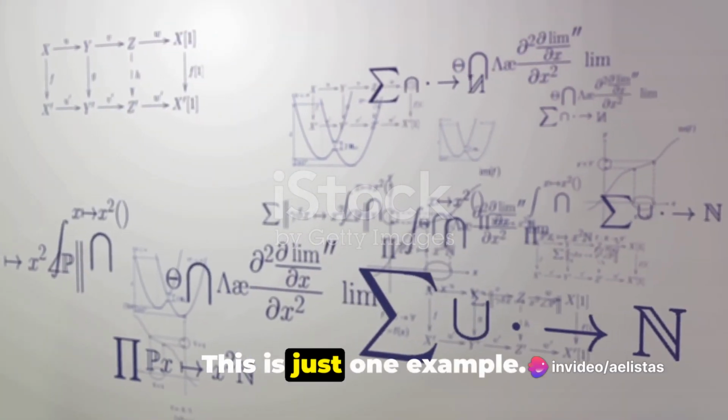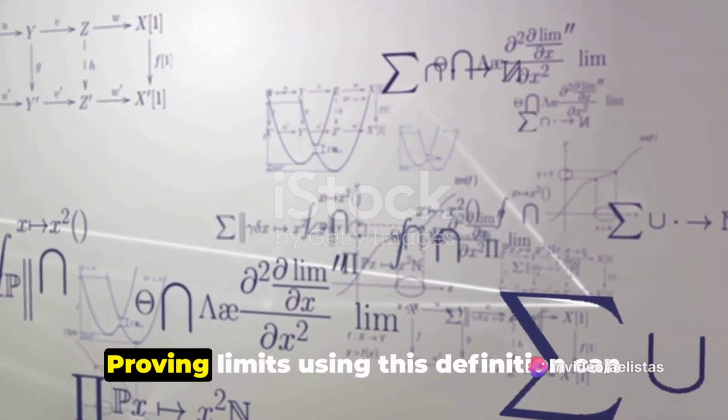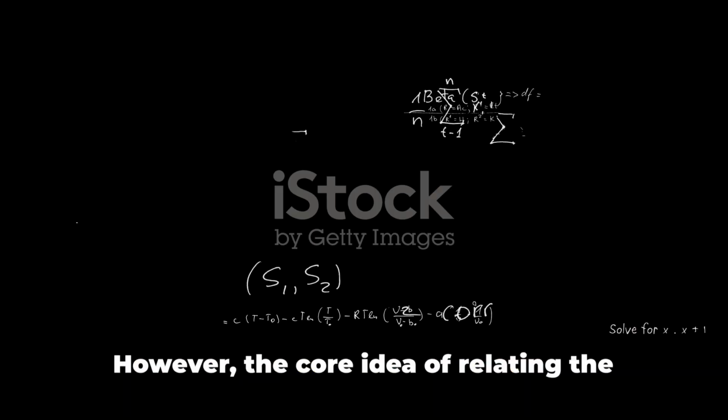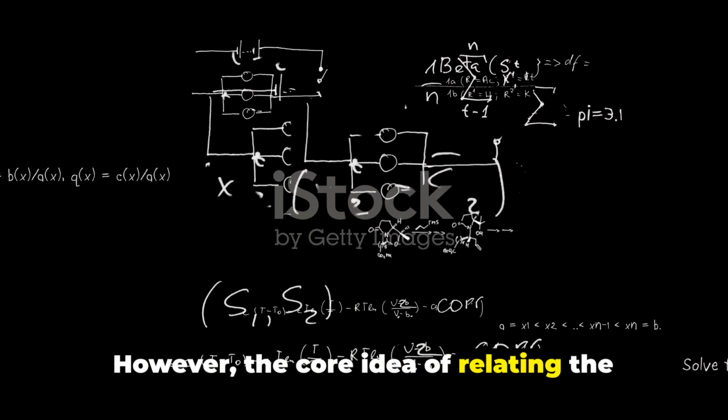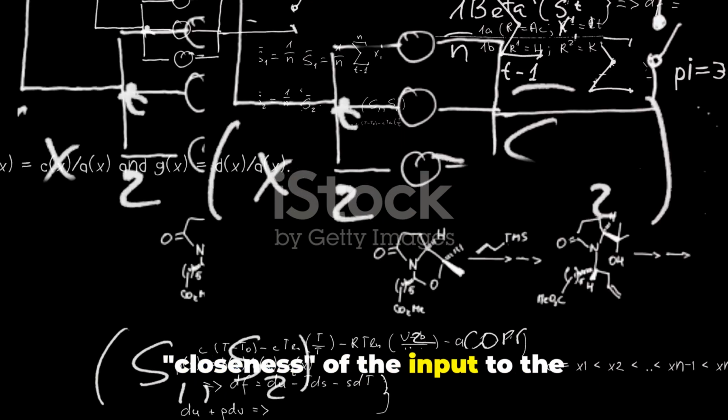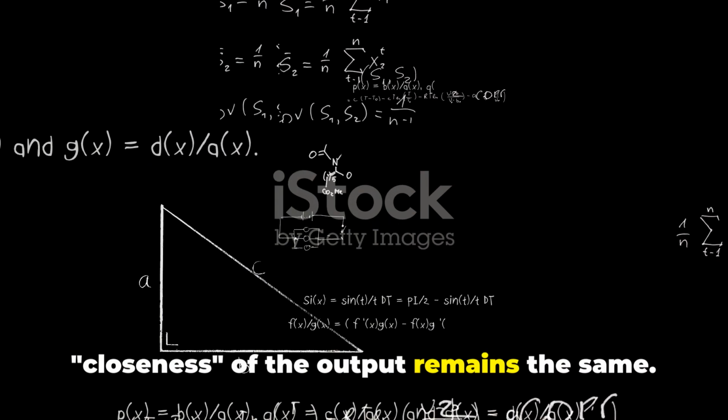This is just one example. Proving limits using this definition can be more involved for different functions. However, the core idea of relating the closeness of the input to the closeness of the output remains the same.